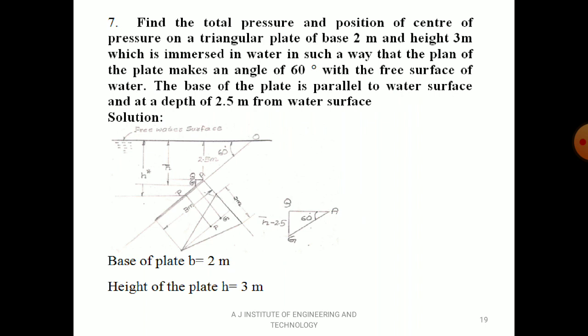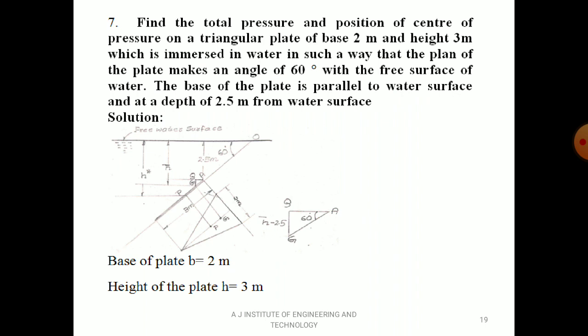So this problem is again related to an inclined plane surface. So plan, what is plan? Plan means it's the top view. So the top view makes an angle of 60 degree. So you can just see there. So keep the triangle in an inclined position. So mark P and G, P and G points here.